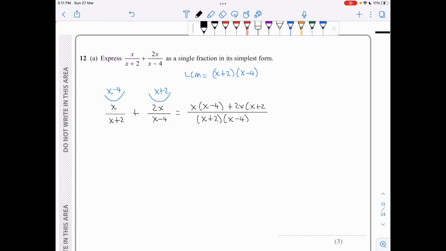Notice that I'm not doing too many things in one go. I have a simple objective here in this line, to express everything over the same denominator. It's a common mistake for students to try and expand at the same time, and then they start messing up with the negative numbers when they expand and all of that. So this will be x squared minus 4x plus 2x squared plus 4x, all of it over (x plus 2)(x minus 4). I've been asked to give it in its simplest form. The minus 4x with the plus 4x go away, so I'm left with 3x squared over (x plus 2)(x minus 4).